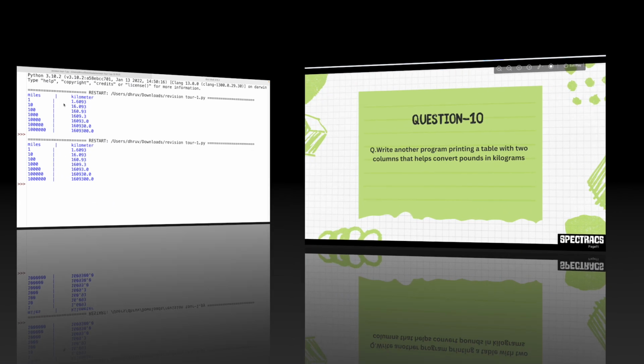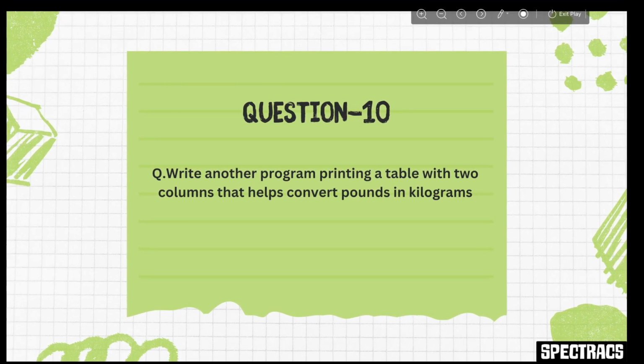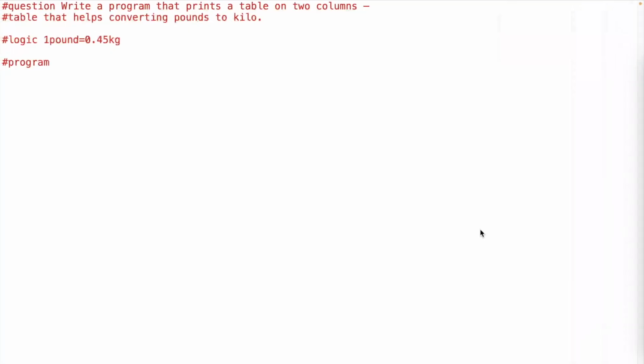Write another program printing a table with 2 columns that helps to convert pounds into kilograms. So in this question, similar to the last one, they're asking us to convert pounds into kilos, but here we're going to see the values in steps of 5, which is 0, 5, 10, 15, 20. Let's see how to do that. So pounds \t, then \t kilograms.